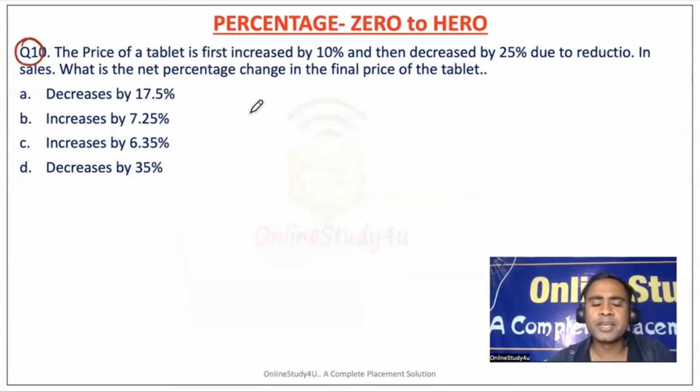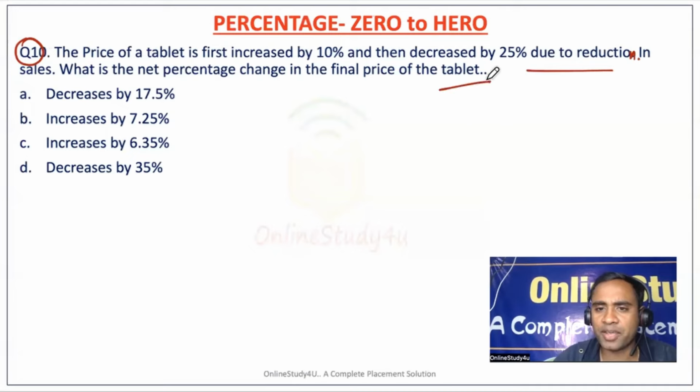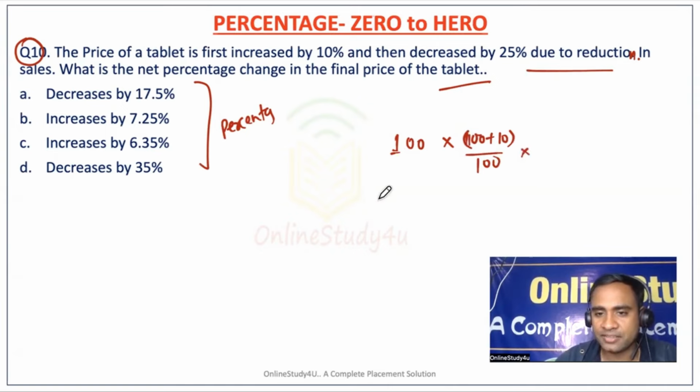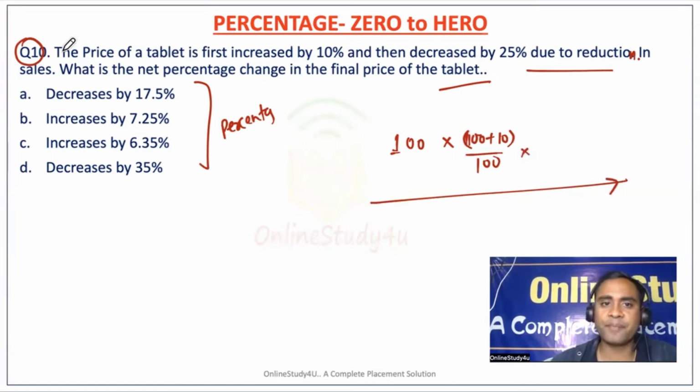The last problem for today. The price of a tablet is first increased by 10% and then decreased by 25% due to reduction in sales. What is the net percentage change in the final price of the tablet? If the options are given in terms of percentage, your problem becomes very, very easy, my dear friend. Suppose the price was 100 rupees. If there is any kind of increment, add it to 100 and then divide by 100. This is a successive increment and decrement. Then decreased by 25%, so decrement means subtract from 100 and divide by 100.